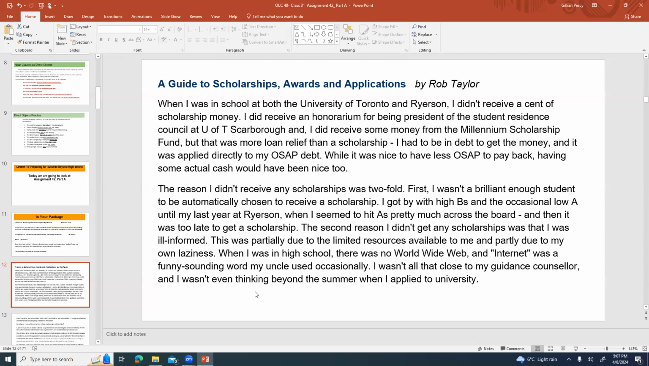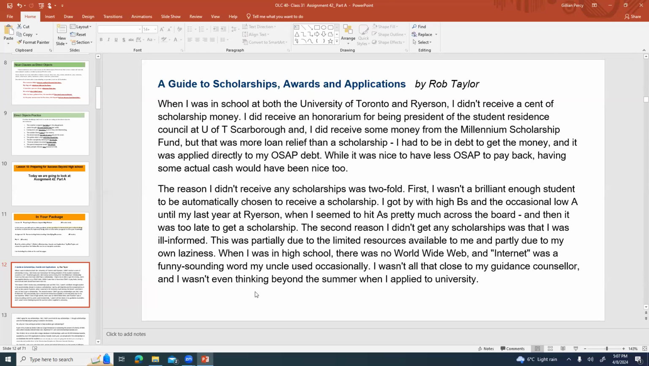The reason I didn't receive any scholarships was twofold. First, I wasn't a brilliant enough student to be automatically chosen to receive a scholarship. I got by with high B's and the occasional low A until my last year at Ryerson, when I seemed to hit A's pretty much across the board. And at that point, it was too late to get a scholarship.